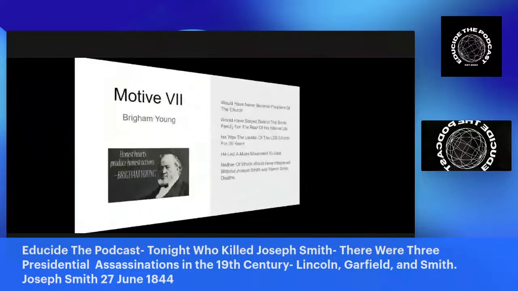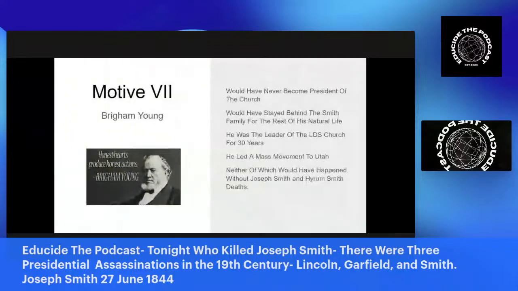Motive number 6 or 7. Brigham Young. Honest hearts produce honest actions. He never would have become president of the church. He would have stayed behind the Smith family for the rest of his natural life. He was leader of the LDS church for 30 years until his death. He led a mass movement to Utah, although Joseph Smith was telling the people to move to Texas, neither of which would have happened without Joseph Smith and Hiram Smith's deaths on June 27th, 1844.